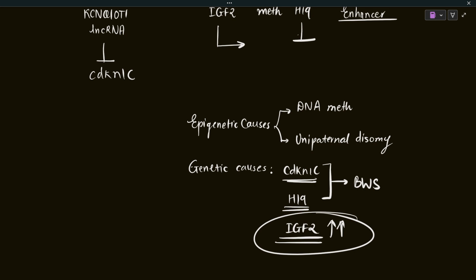So with this, we are done with today's lecture. In the next lecture, we will learn about one more imprinted cluster known as the SNRPN cluster. We will learn about this epigenetic control region, as well as the Prader-Willi syndrome and the Angelman syndrome. Till then, see you.